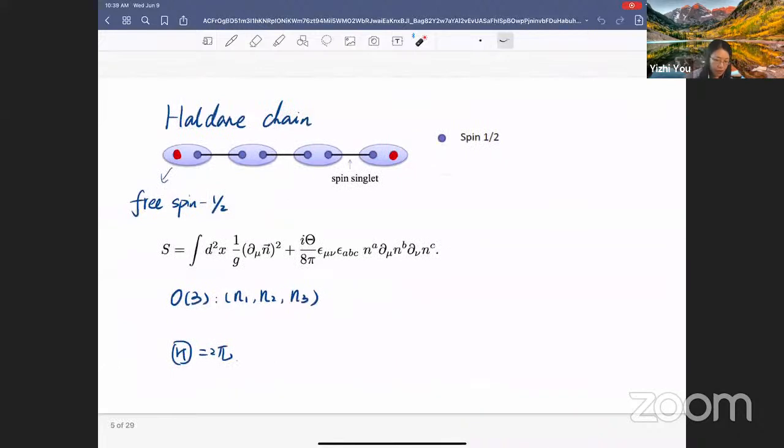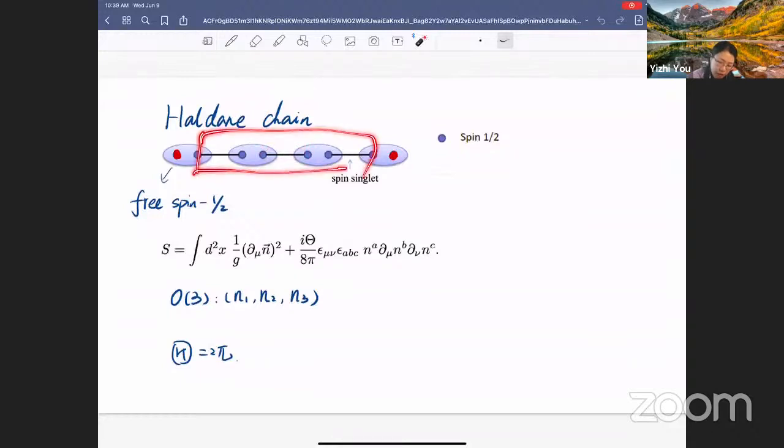So to answer this question, let's review a well-known example of a topological phase transition in one spatial dimension, which is the phase transition of a Haldane chain. So the Haldane chain is a quantum spin chain, which contains two spin 1/2 degrees of freedom per unit cell. And in a fixed point ground state for the Haldane phase, the spins between the unit cells have a ferromagnetic interaction, so they are projected to an SU(2) singlet.